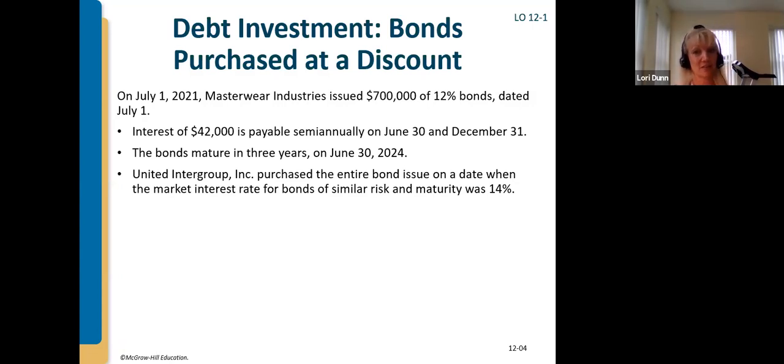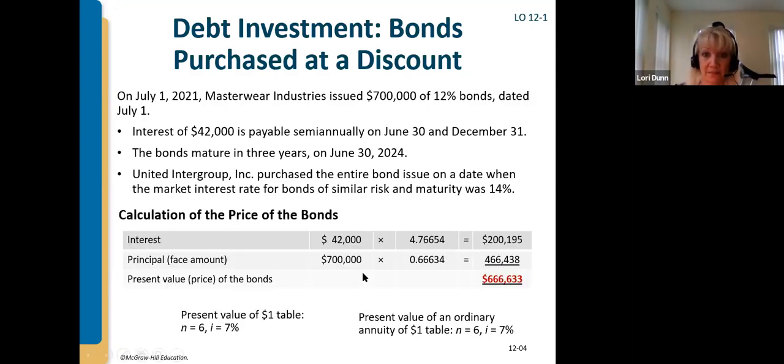Now we talked about this. Market interest rate is up here, bond interest rate down here. How does Masterware, the company selling the bonds, entice us to buy them? Let us pay less than face value or discount them.